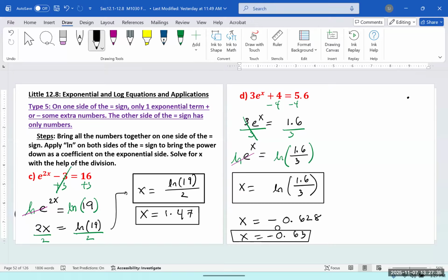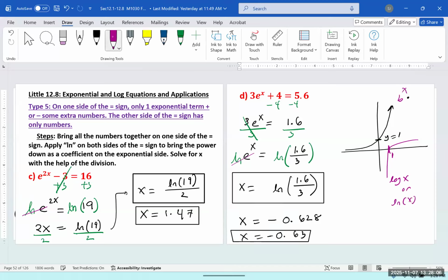Do you remember the shape of the exponential function? The exponential function goes through y value 1. Since its inverse is a logarithmic function, they do the other way around: they go through the x value 1. So this is log of x or ln of x, and this is any base to the power x. This number, 1.6 divided by 3, is less than 1, somewhere here, so the y value is negative.